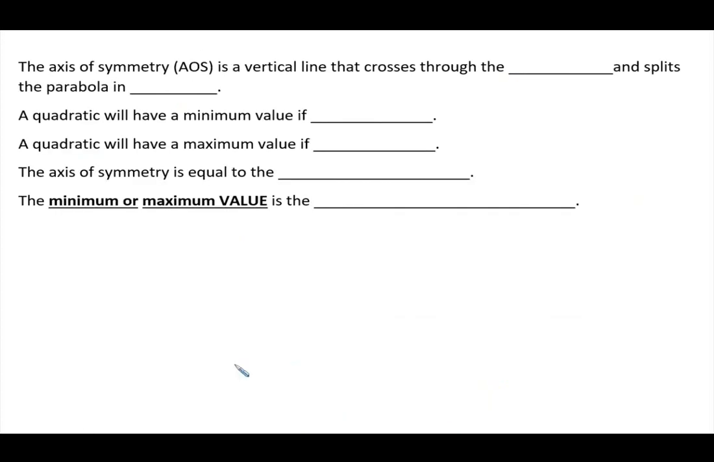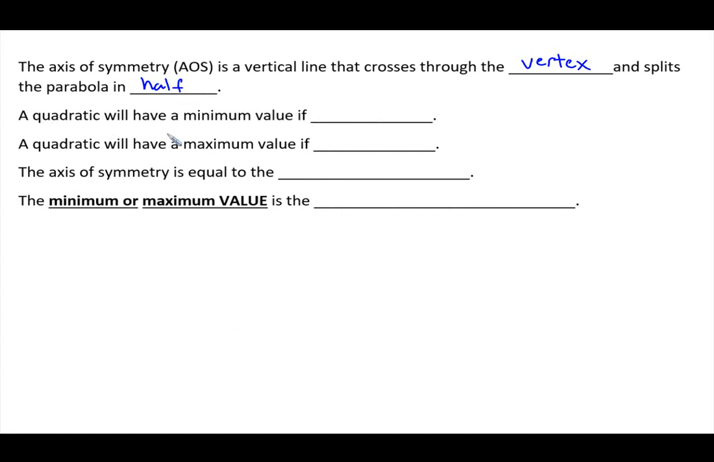Now that we have that knowledge, let's fill in these blanks here in your notes. The axis of symmetry is a vertical line that crosses through the vertex and splits the parabola in half.